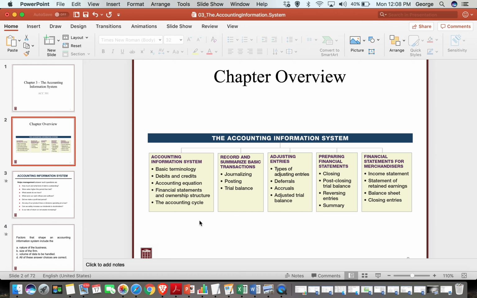We'll look at the accounting equation. You're familiar with that: assets equal liabilities plus equity. We'll look at how to prepare financial statements and the different ownership structures. We'll have different types of financial statements for different ownership structures, for instance, a corporation versus a sole proprietorship. Then we'll look at the accounting cycle. I really like to think this whole chapter is the accounting cycle, and it actually used to be called the accounting cycle.